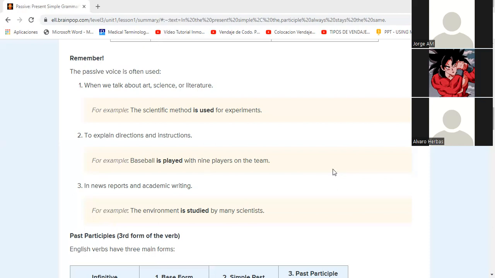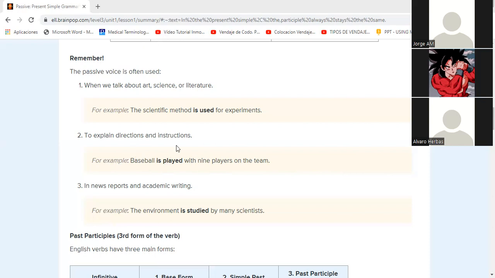Andres, can you read the example for number 2? Okay, mister. For example, basketball is played with 9 players on the team. It says baseball. Basketball is just 5 players. It says baseball, but no, basketball is not played with 9 players. Basketball is played with 5. All right, but anyway, you saw basketball, it says baseball.